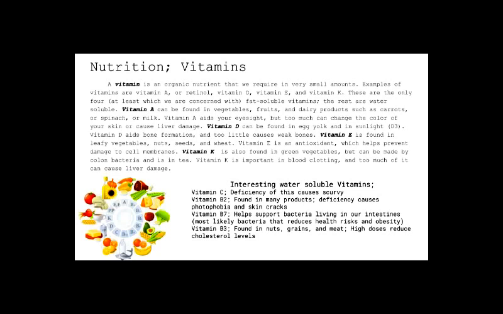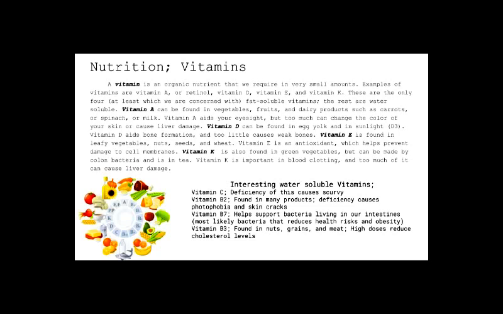Vitamin A can be found in vegetables, fruits, and dairy products, such as carrots, spinach, or milk. Vitamin A aids your eyesight, but too much can cause a change in the color of your skin or cause liver damage. Your liver is really important. You don't want to lose that. It's your strategic advantage for cleaning out the nutrients that come from your digestive system.